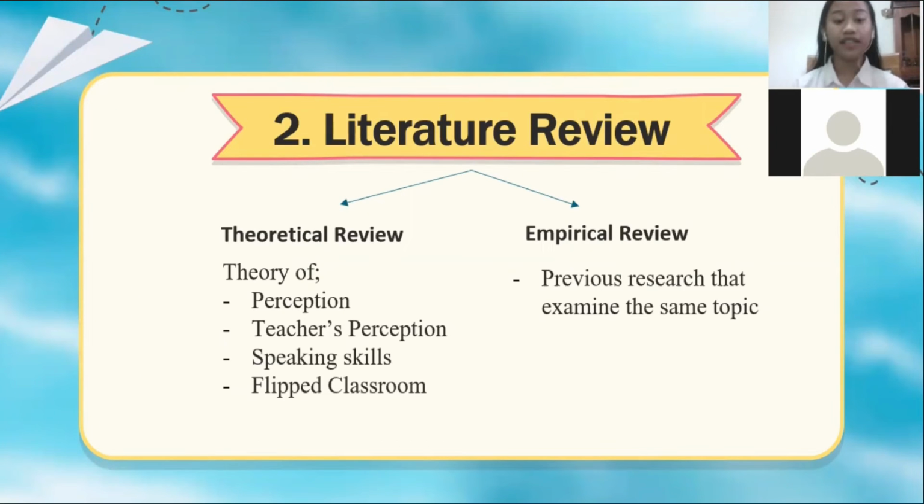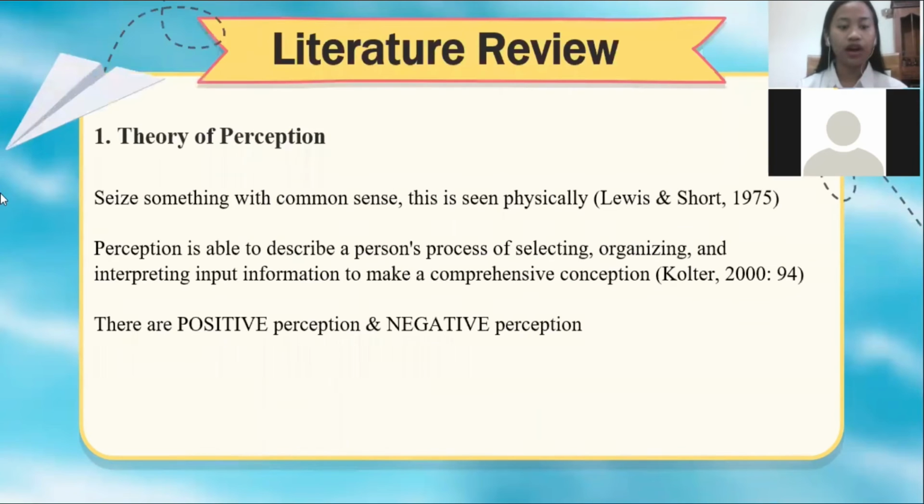Okay, for the next part, I will elaborate about the literature review. In this literature review, I will explain about the theoretical review: the theory of perception, teacher perception, speaking skill, and flipped classroom. And then the empirical review, which is about previous research with the same topic. Okay, for the first, the theory of perception.